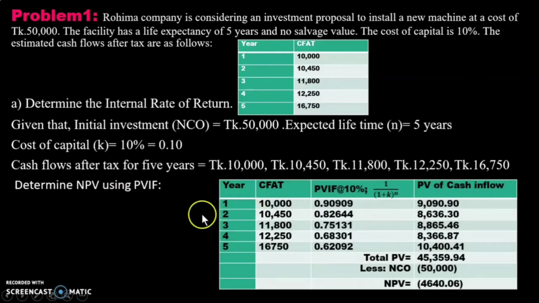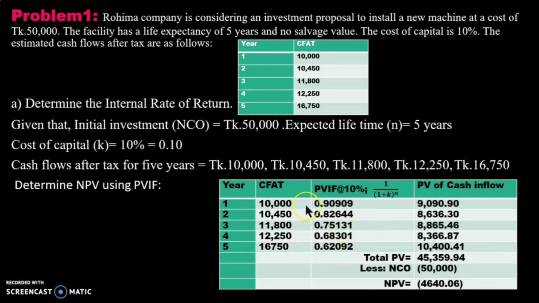This is the chart of present value interest factor. Column 1 year 1, 2, 3, 4 and 5. Column 2 CFAT, cash flow after tax, and column 3 present value interest factor at the rate 10%. It is given in the question that cost of capital is 10%, and this is the formula of present value interest factor, PV of cash inflows.